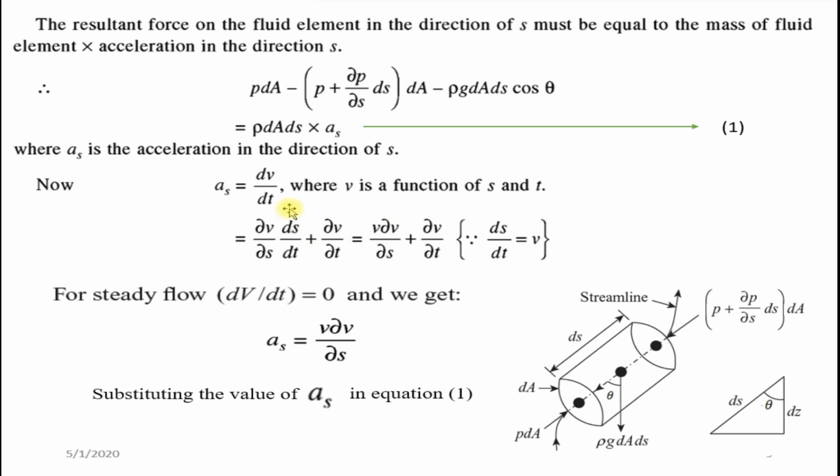That is why dV/dt is equal to ∂V/∂S into ds/dt plus ∂V/∂t. That is simplified as V into ∂V/∂S plus ∂V/∂t, because ds/dt is what? Distance by time is velocity in that direction, that is V. This value is V, ds/dt. That is written here, V into ∂V/∂S plus ∂V/∂t.